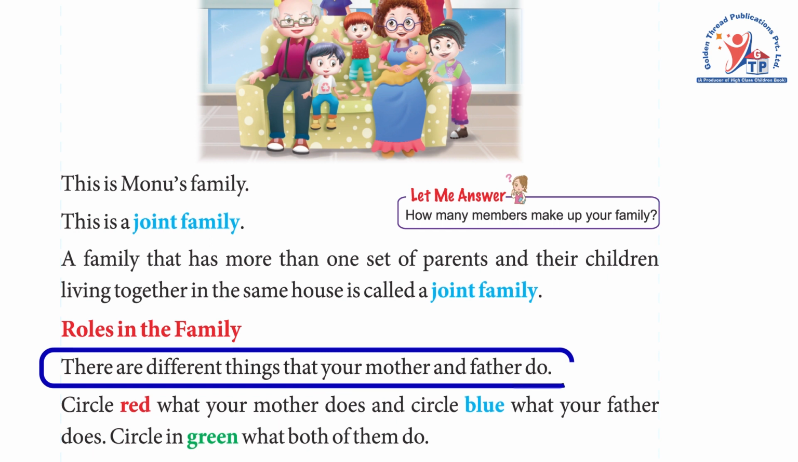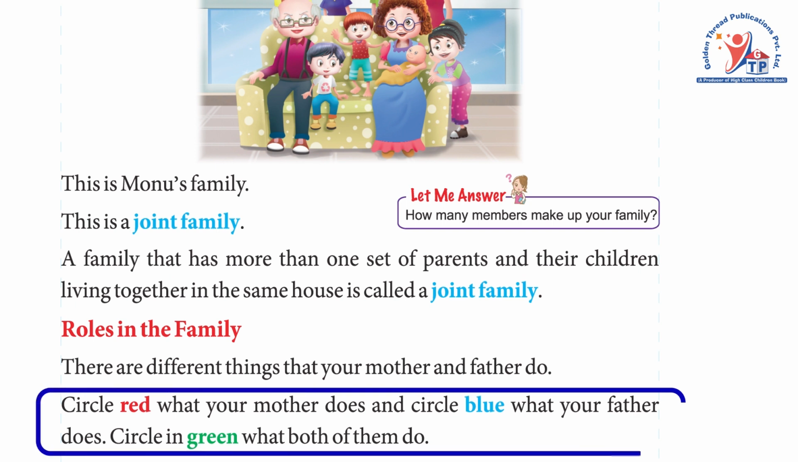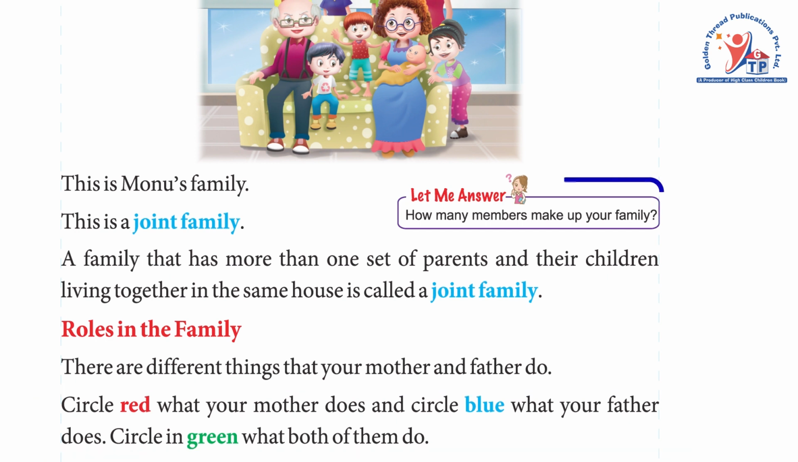There are different things that your mother and father do. Circle in red what your mother does, and circle in blue what your father does. Circle in green what both of them do. Let me answer: how many members make up your family?